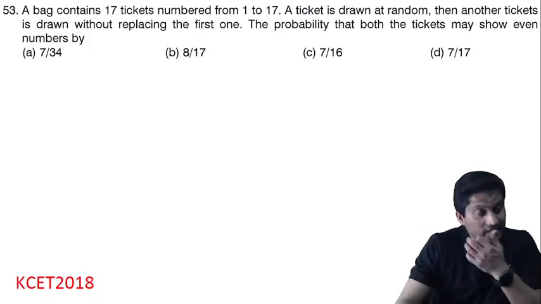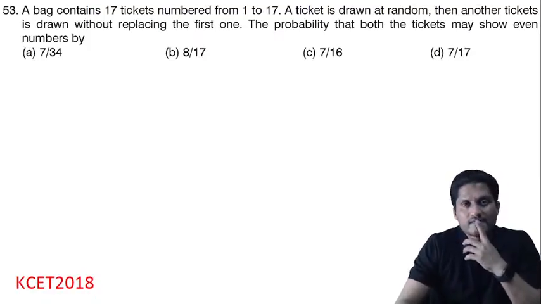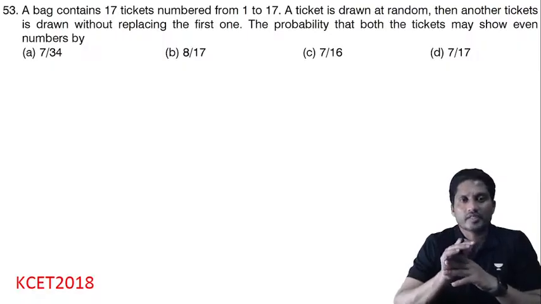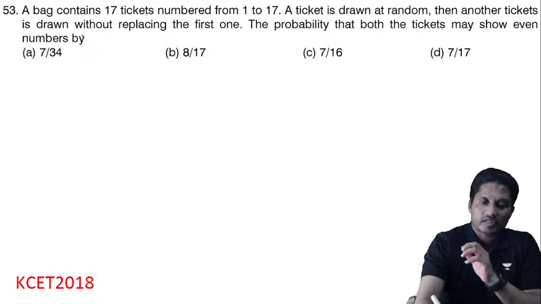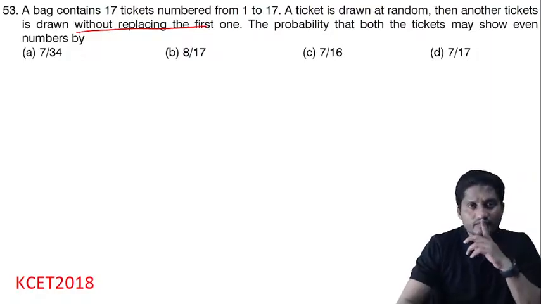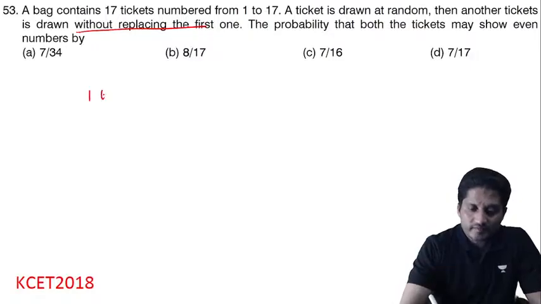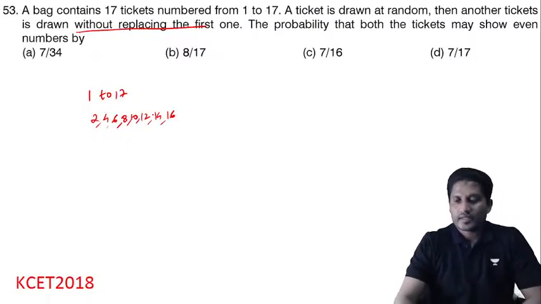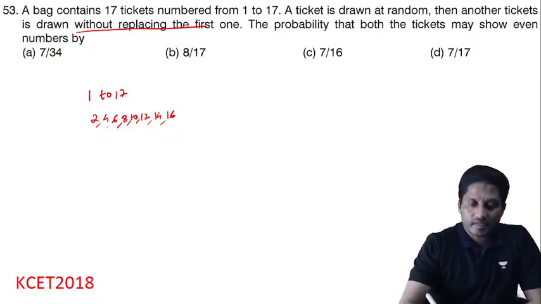A bag contains 17 tickets numbered 1 to 17. A ticket is drawn at random, then another ticket is drawn without replacing the first one. So you cannot apply Bernoulli's theorem. Bernoulli's theorem is with replacement. The probability that both the tickets are even numbers. From 1 to 17, the even numbers are 2, 4, 6, 8, 10, 12, 14, 16. Probability that both the numbers are even.